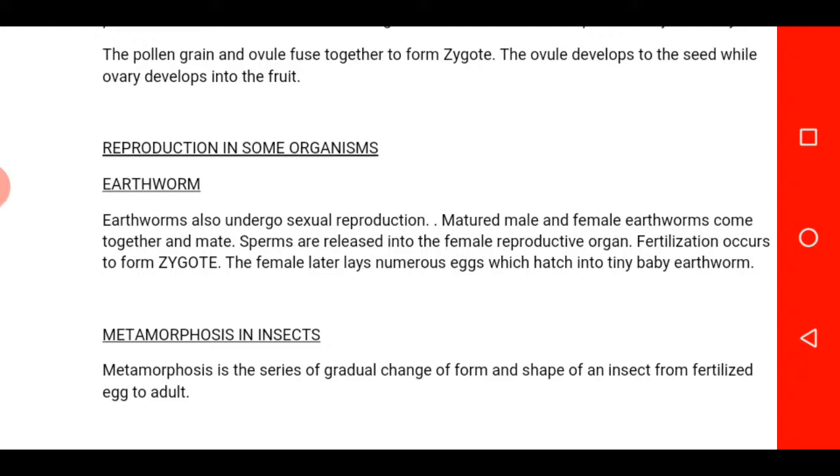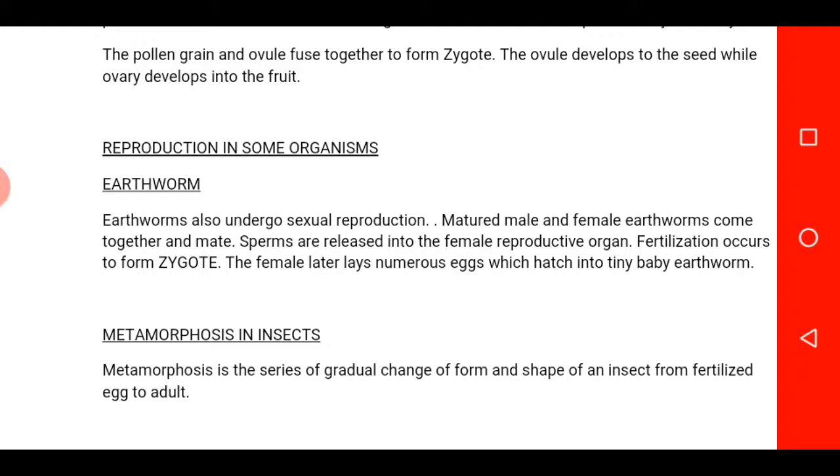Reproduction in some organisms. Let's look at some other organisms and see how reproduction takes place in them. The first one is earthworm. Earthworm also reproduces sexually. Mature male and female earthworm will come together and mate. After the mating, sperm are released into the female reproductive organ, and fertilization will occur in the formation of zygote. And it is this zygote that will now develop into a baby earthworm.